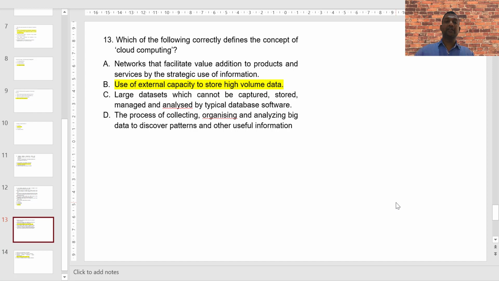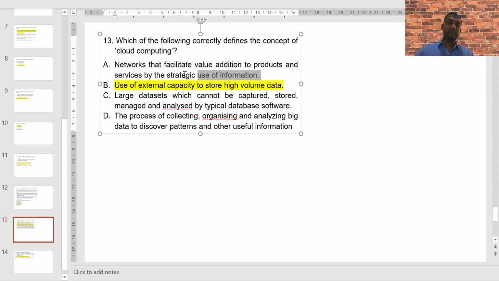Question number 13. Which of the following correctly defines the concept of cloud computing? I think this question was anyway discussed in the previous videos several times. So just by looking at the answers, I think we can get a clear understanding of what can be the correct answer. So let's look at the answer points. Networks that facilitate value addition to products and services by the strategic use of information. So this is not what cloud computing is. It is not a network that facilitates such a strategic use of information.